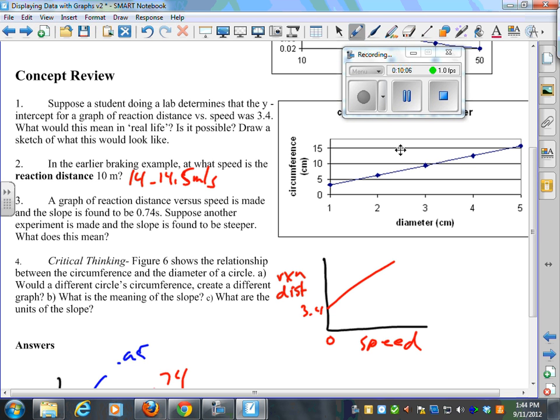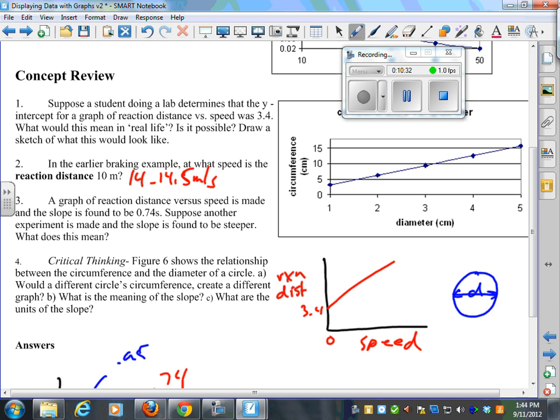So let's just quickly draw that. Circumference is all the way around. Diameter is the distance across. So this shows a relationship between the circumference and the diameter of a circle. Would a different circle circumference create a different graph? Casey. Would a different circle create a different graph?